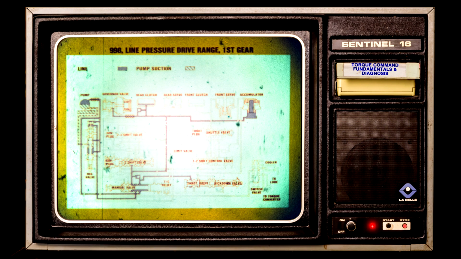This is a hydraulic schematic of Torque Command. We'll use this schematic to introduce the different pressures used in drive range first gear. The line pressure, shown in blue, is used to apply the rear clutch. The primary function of line pressure is to apply clutches, bands, and servos.